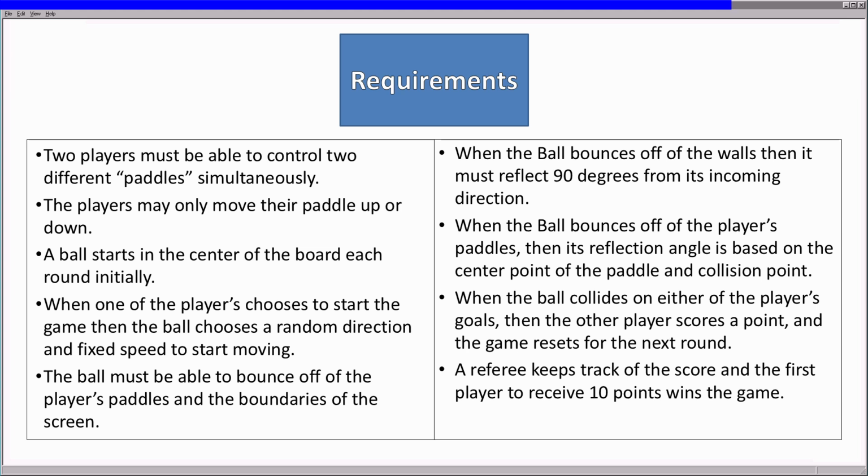A ball starts in the center of the board initially. When one of the players chooses to start the game, the ball randomly chooses a direction and a fixed speed and starts moving. The ball must be able to bounce off the player's paddles and off the boundaries on the screen. When the ball bounces off the walls, it must reflect 90 degrees from the incoming direction. When the ball bounces off the player's paddle, its reflection angle is based on the center point of the ball and the collision point. When the ball collides with either of the players' goals, then the other player scores a point and the game resets for the next round. A referee keeps track of the score, and the first player to receive 10 points wins the game.